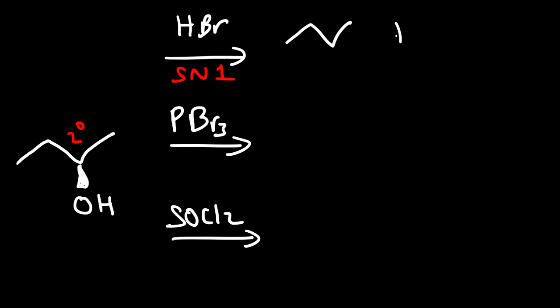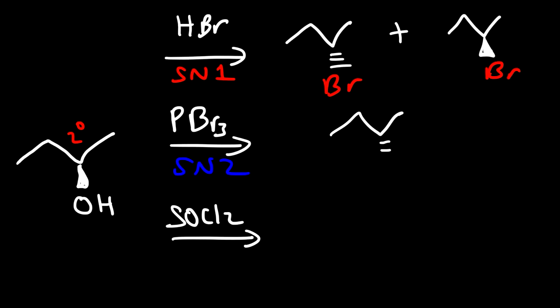So because this reaction is SN1, we're going to get a racemic mixture of products. So the bromine atom could be on a dash or it could be on a wedge. Now with PBr3, it's going to be an SN2 reaction, and so we're going to get the inverted product. So it's going to be on the dash. It's going to be opposite to what we see here.